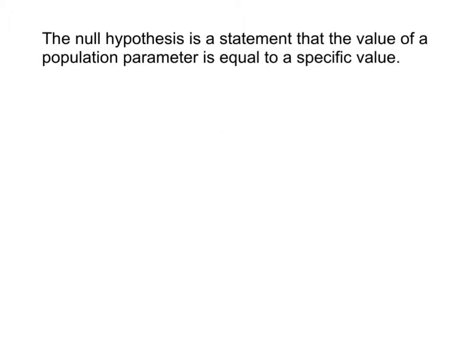When doing hypothesis testing, we start with a null hypothesis, and our null hypothesis is a statement that a value of a population parameter is equal to a specific value. So, for example, we could be talking about the population proportion, P. And we could say that our null hypothesis is that the population proportion is 1/2 or 0.5.